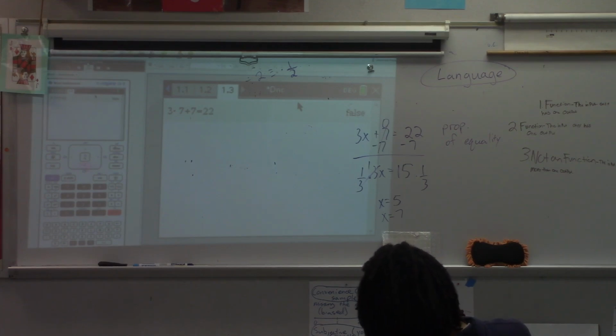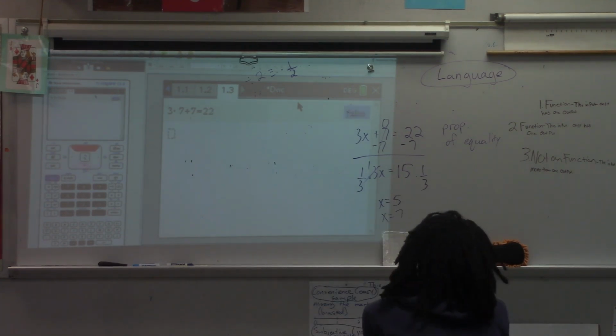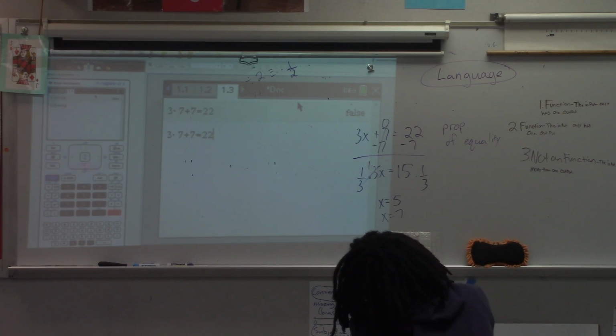False. So how do I know it's not my solution? Because that statement is false. With these calculators, you can go up and highlight it. You can hit enter now and change that 7 to a what? What's it supposed to be? 5. What does it say?